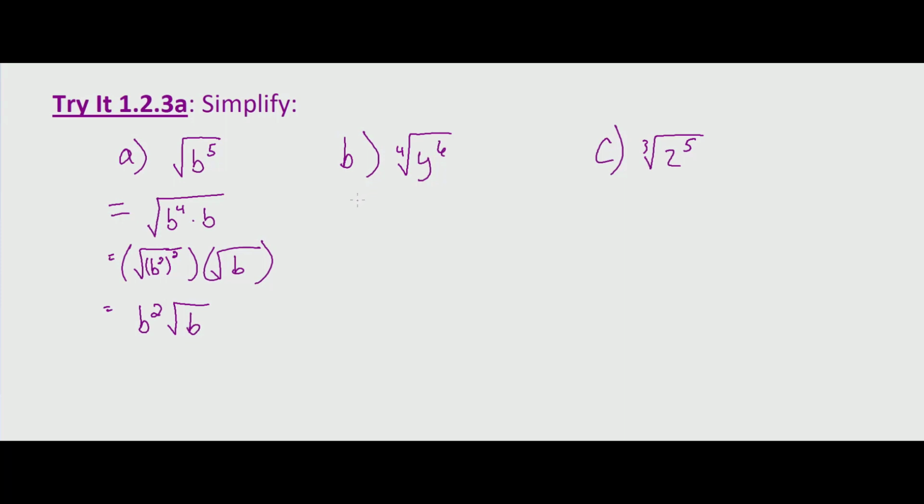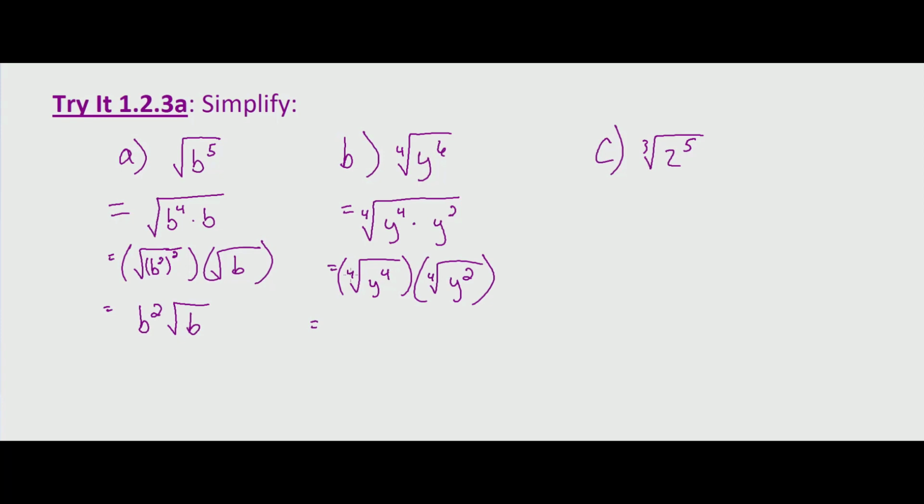Part B, we're looking at the fourth root of y to the sixth. So first we factor out whatever perfect quad we can find, and that would be any multiple of 4. Well, the highest multiple of 4 that is less than 6 is simply 4. So this would be the fourth root of y to the fourth times what's left. 6 minus 4 is 2, y squared. We break that up into the fourth root of y to the fourth times the fourth root of y squared.